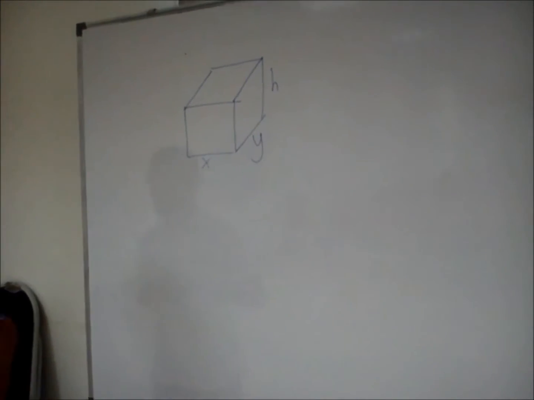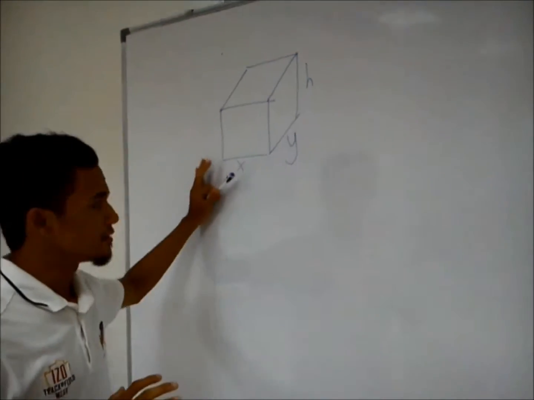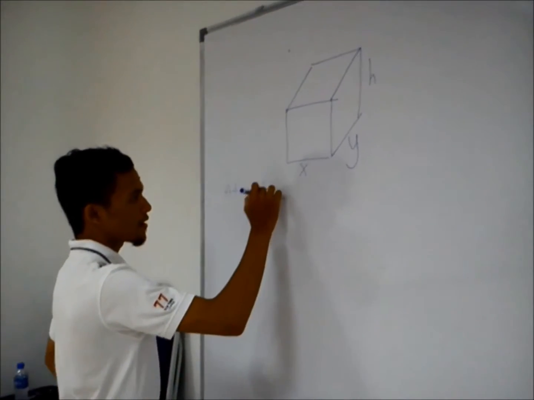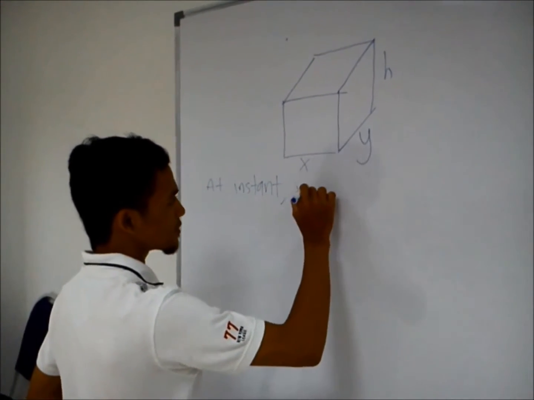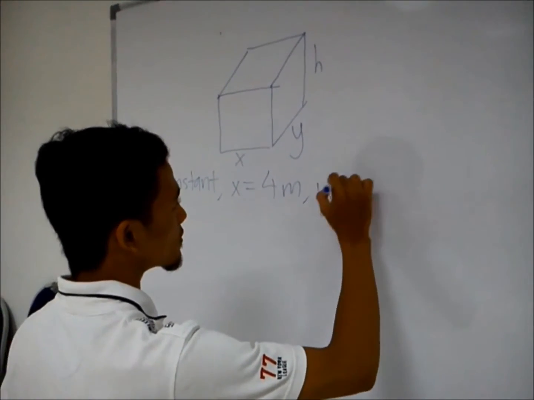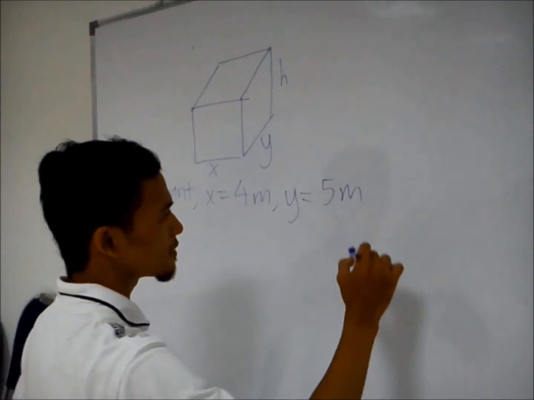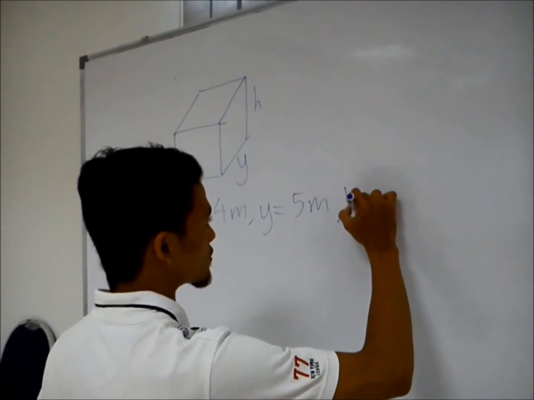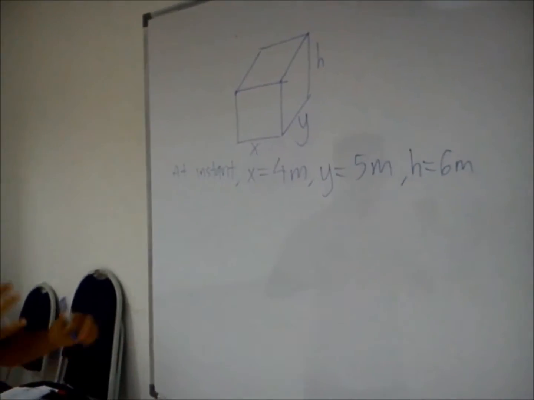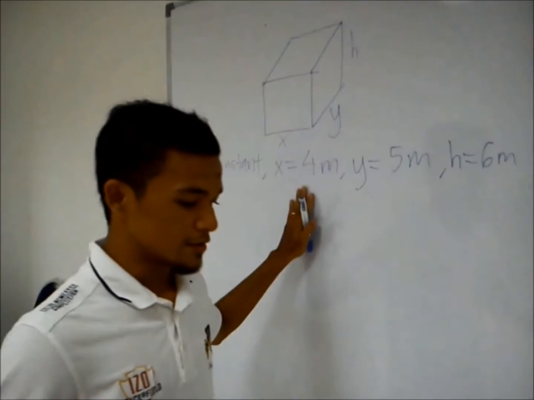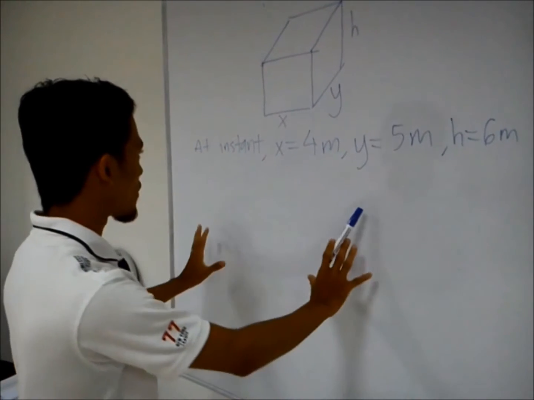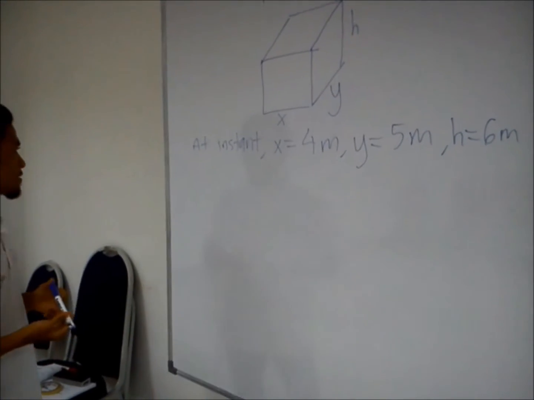So with given at this instant that x equals 4 meter, let's say, and y equals 5 meter, and h equals 6 meter. Okay, so basically this is the data that they have given to us for this problem.